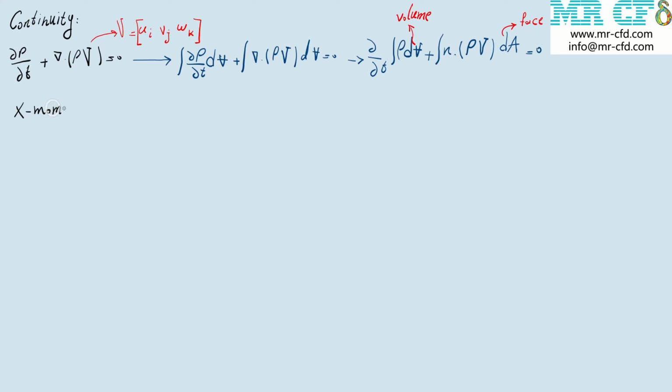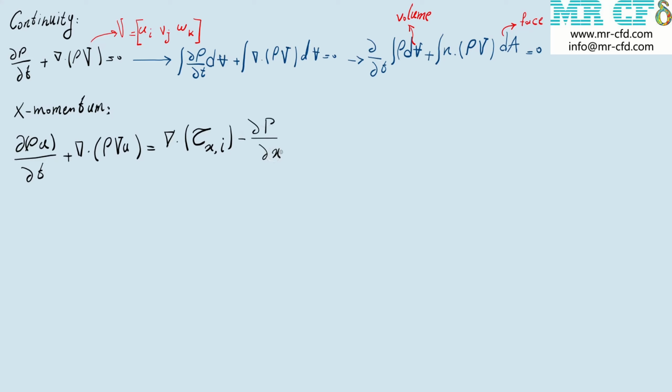Okay, now for x momentum, we can start from a differential equation too. The first derivative of rho u with respect to t plus the divergence of rho velocity vector u is equal to the divergence of tau xi minus the first derivative of pressure with respect to x plus a source term for the x momentum. The stress tensor can be written in this form. It includes components like tau xx, tau xy, tau xz, tau yx, and so on, to encompass all components of the tensor.